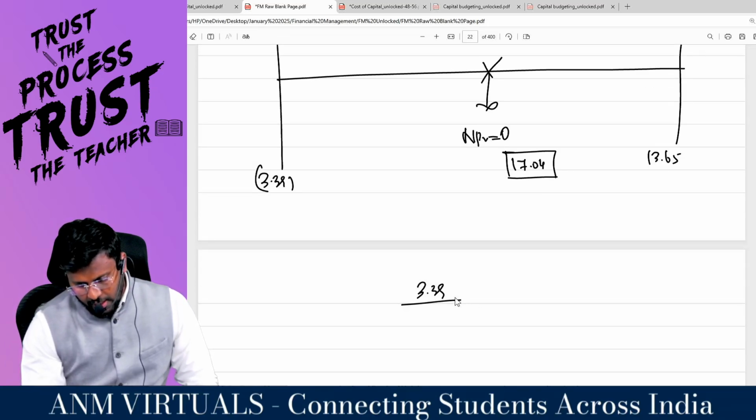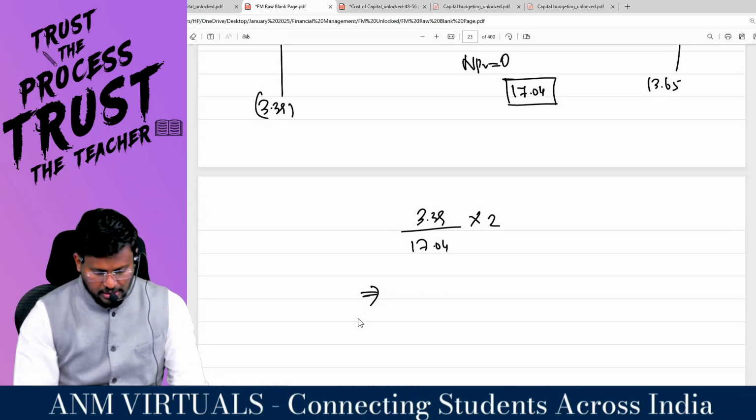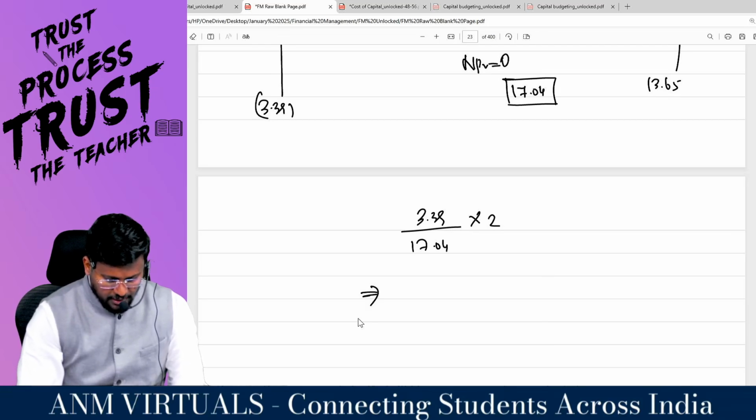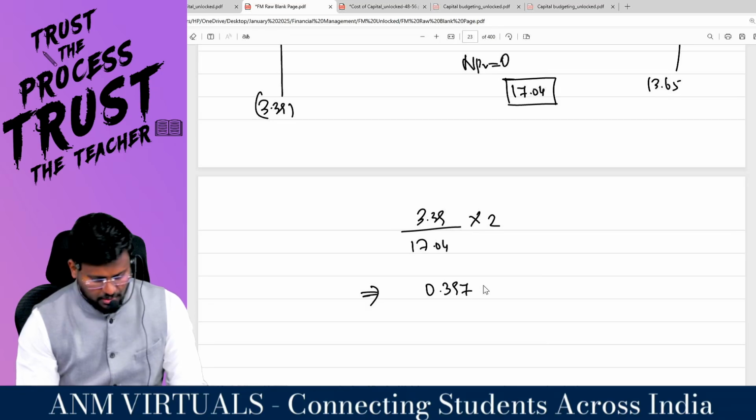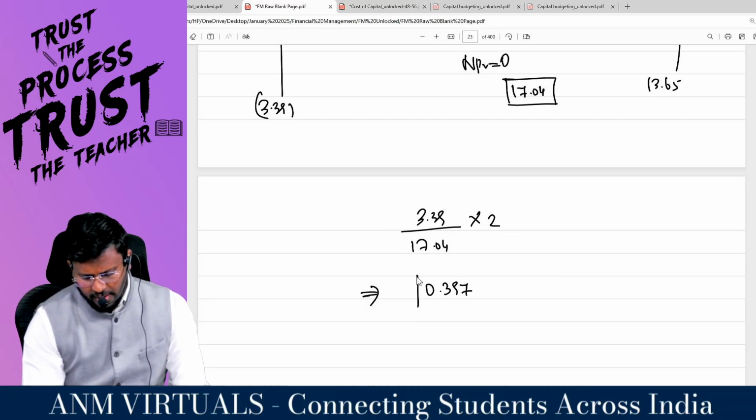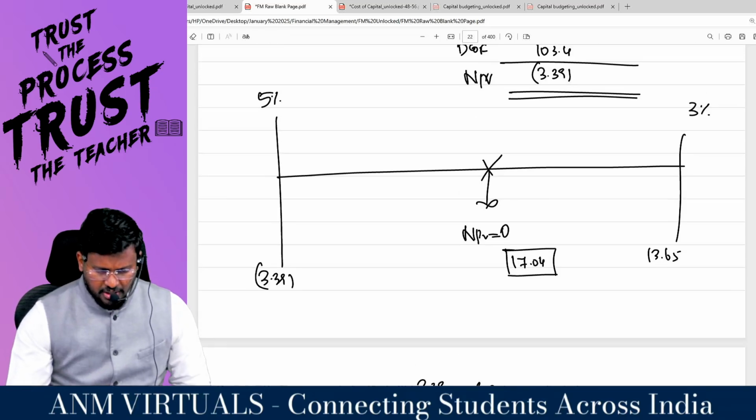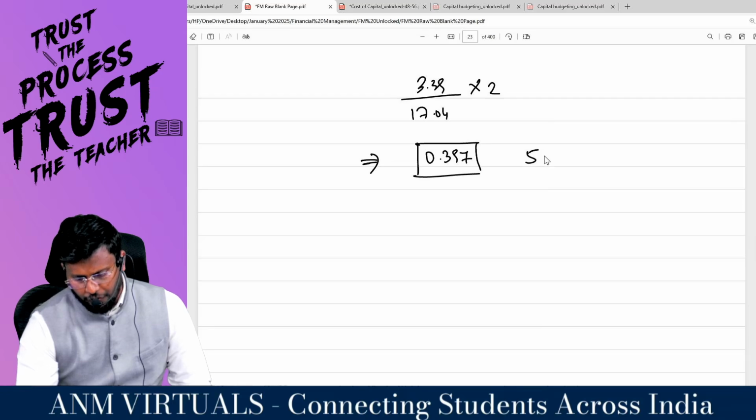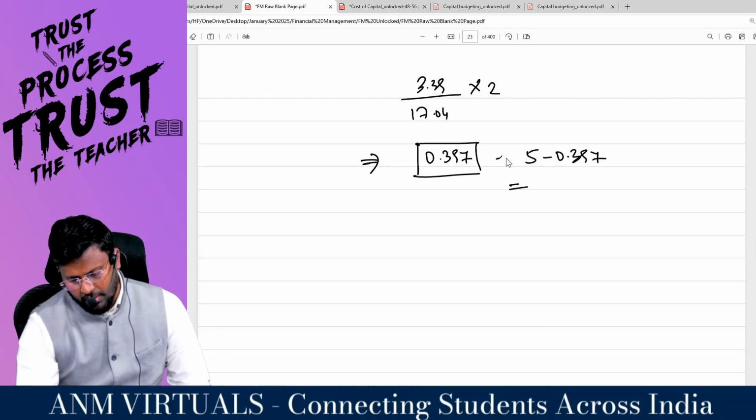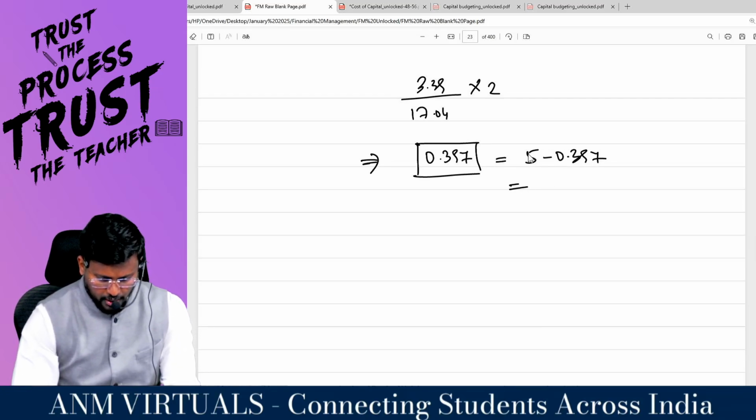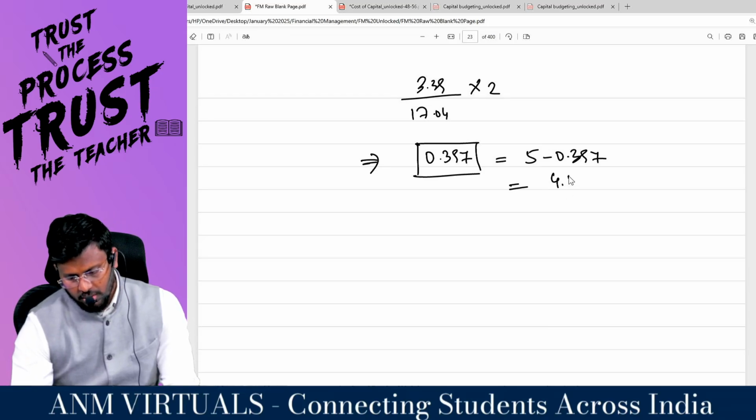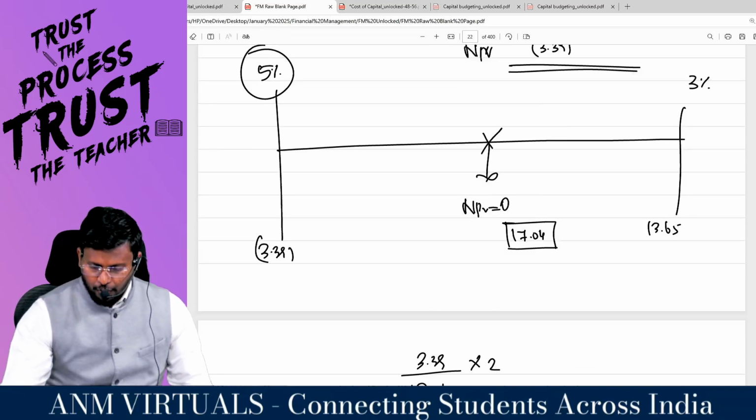That means 3.39 divided by 17.04 into how many miles you travel? 2 miles. So 3.39 divided by 17.04 into 2 comes to 0.397. Right? Can I take it as 0.397? So from here I have to subtract from 5%, right, sir? So 5 minus 0.397 comes to 4.602%, which is the KP, right, sir?